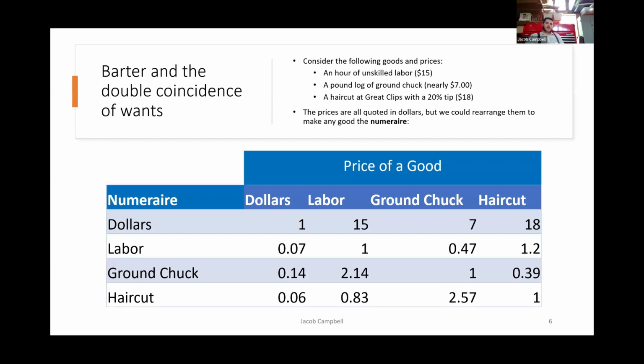And I have some examples here of different goods being used as the numeraire. Our choices here are an hour of unskilled labor priced at $15, a pound of ground chuck priced at about $7, and a haircut at Great Clips with tax included priced at about $18. This one I know has gone up since I made this PowerPoint.